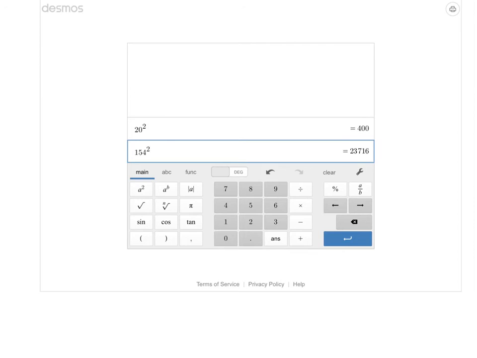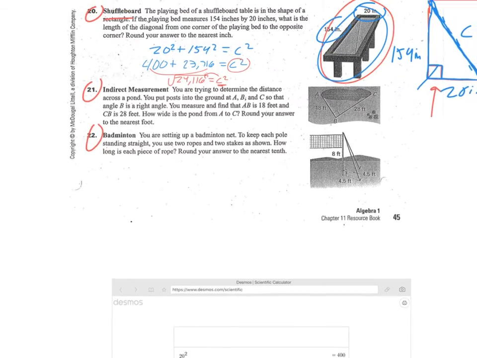Let me punch in some of those numbers and do it all down here. I'll double check. Again, for you, it'll probably be quicker than it is for me here. But let me just make sure those numbers are right. 400, like we had, plus 23,716. Just making sure. Yep, that was right. 24,116. So let's square root that. 24,116. And that gives me, you can see the answer over here, 155.29.